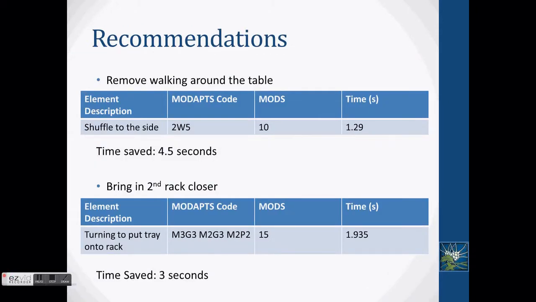We have two recommendations. Our first recommendation is that they remove walking around the table and instead have the worker step to the side. This takes 1.29 seconds and will save 4.5 seconds per cycle. Our second recommendation is to bring the second rack closer to the worker. This recommendation will take 1.9 seconds and will also save 3 seconds per cycle.